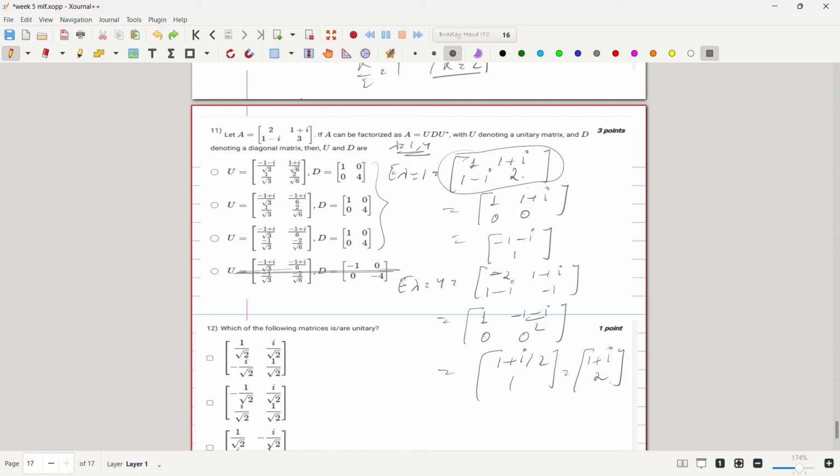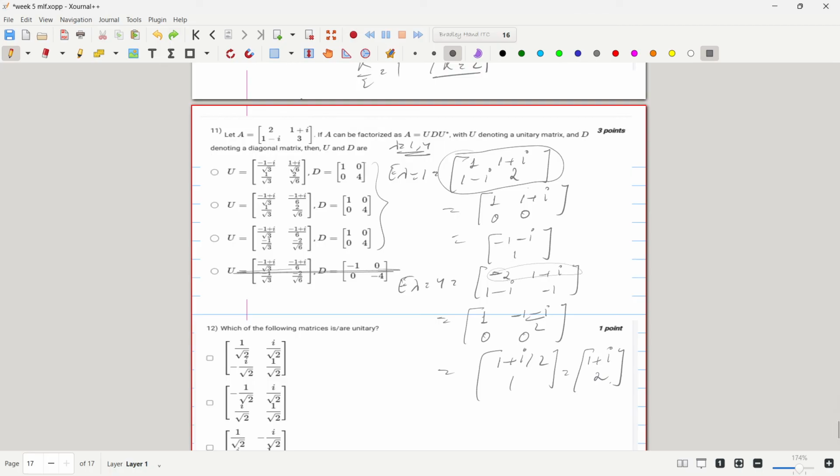Then multiply with minus 1 into the iota part, that is the imaginary part. So this will be your minus 1 minus iota, and paste this as it is, 1. Again put lambda is equal to 4. You will get minus 2, 1 plus iota, 1 minus iota, and minus 1.